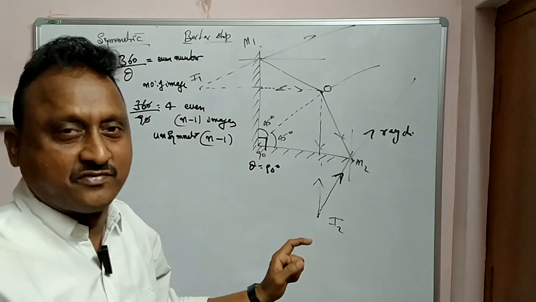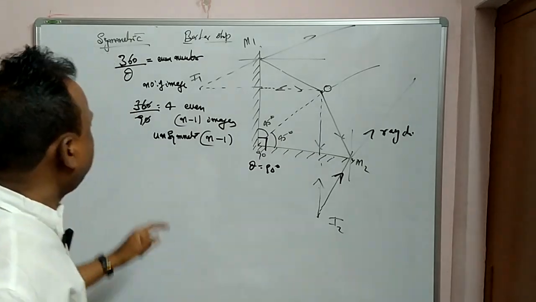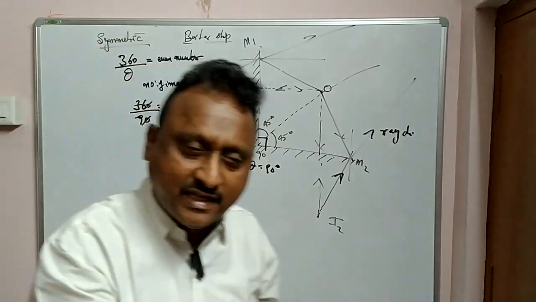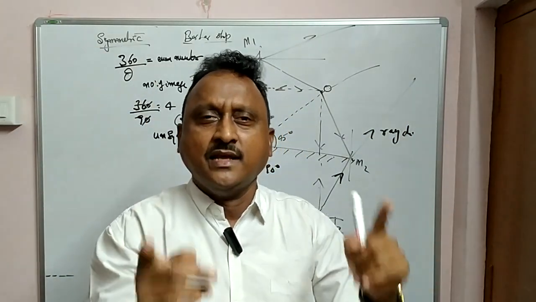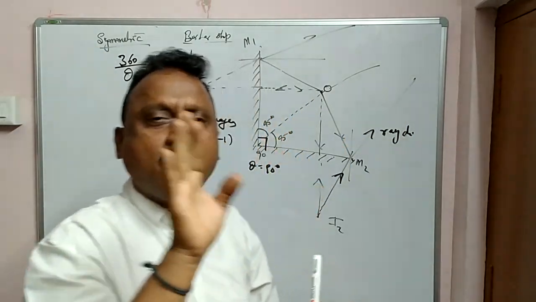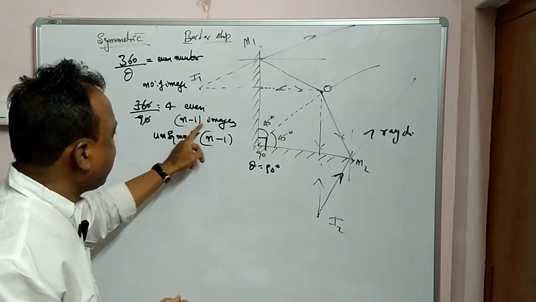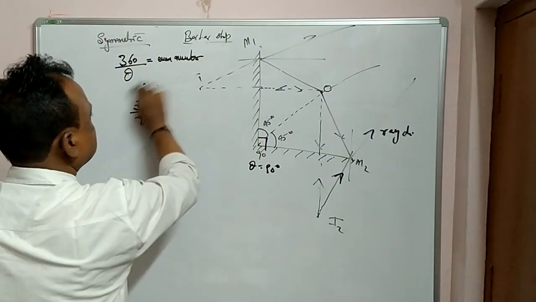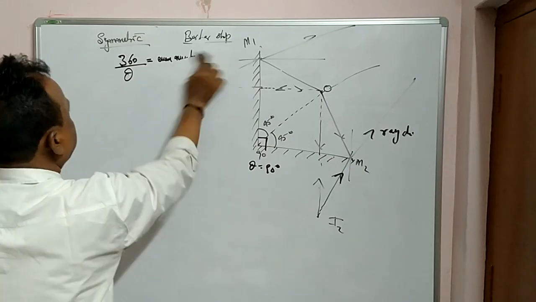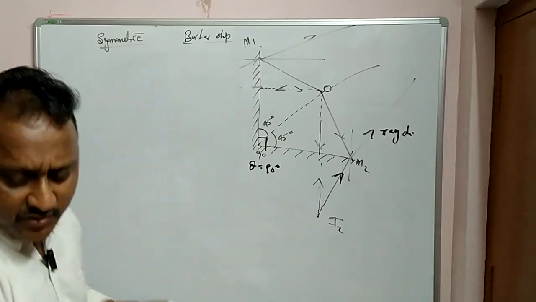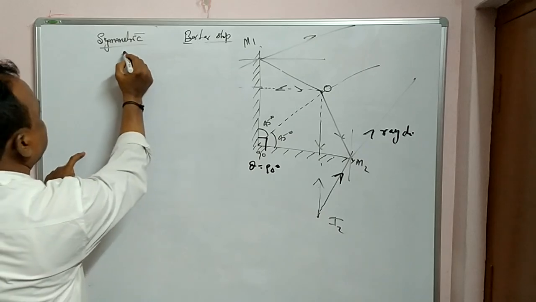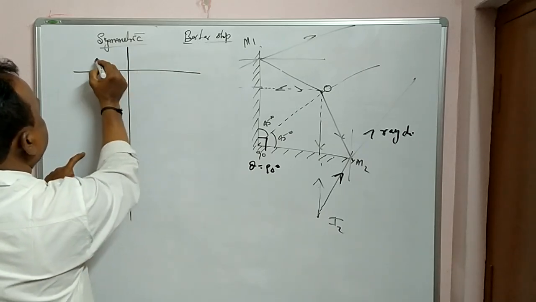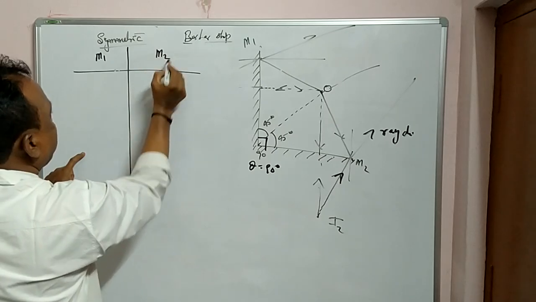Now we will try to prove this by using the crisscross method. Understood? I will apply the crisscross method here. Be careful. If you divide 360 by theta and it is an even number, then whether symmetry or non-symmetry, the number of images is n minus 1. Let me check it. Now I'll use the crisscross method and check it. Draw a line, mirror 1, mirror 2.